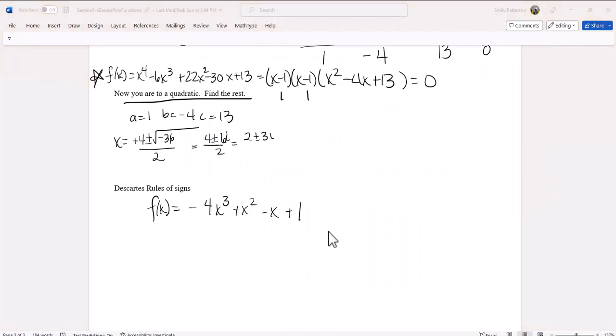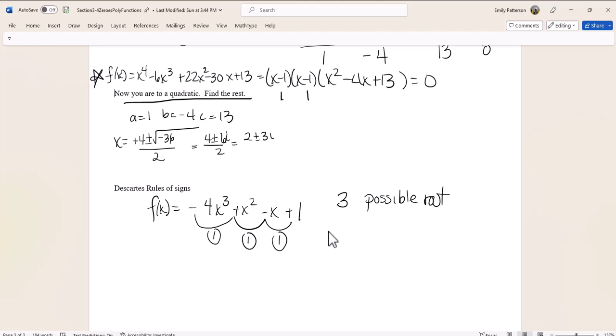So here's an example of a function, and what we're looking at is how many times the signs change in the polynomial. So I went from a negative to a positive, so that's one sign change. I went from a positive to a negative, that's another sign change. And then I went from a negative to a positive, that's another sign change. So I have 3 sign changes, so that means there's 3 possible positive roots.